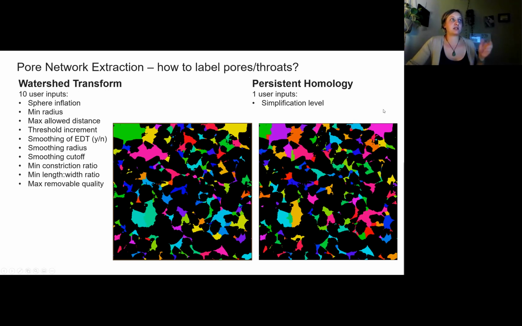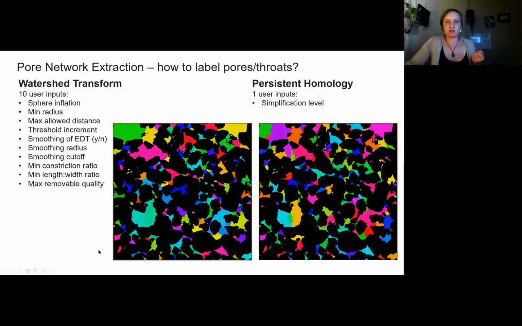So I've done the labeling for the same data sets. You can see the results are fairly similar from a qualitative perspective. So there are some subtle differences. Maybe like this pore body is more partitioned in the persistent homology labeling than in the watershed transform. And there's also some subtle differences in where the pore throats are identified.